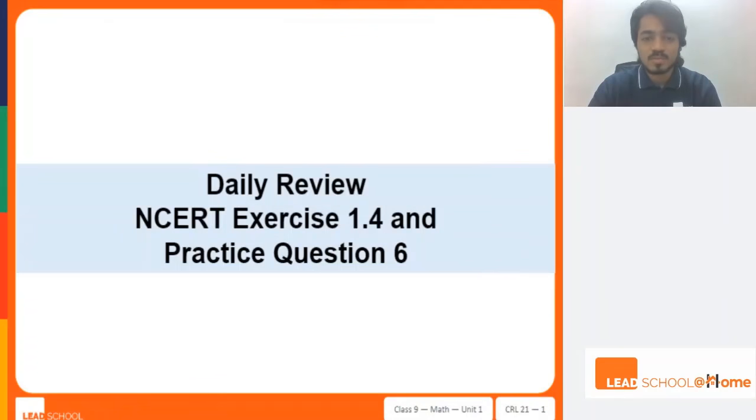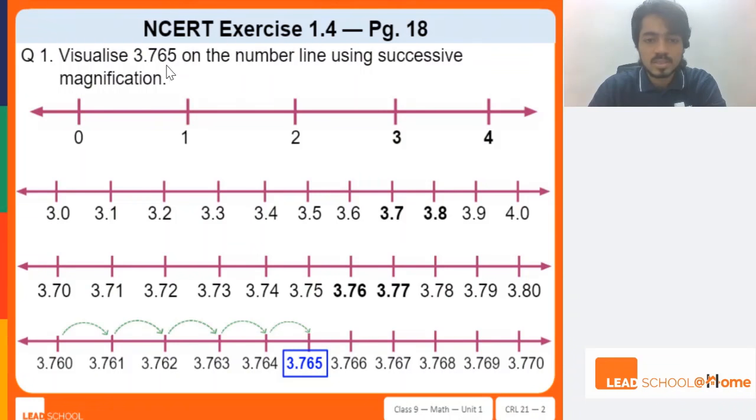So you were given homework from the NCERT book as well as the supplementary book. Let us discuss both of them. From exercise 1.4 in the NCERT book, you had to solve question 1 and question 2. We will discuss question 1. Question 2 is also to be solved using the same steps up to 3 decimal places.